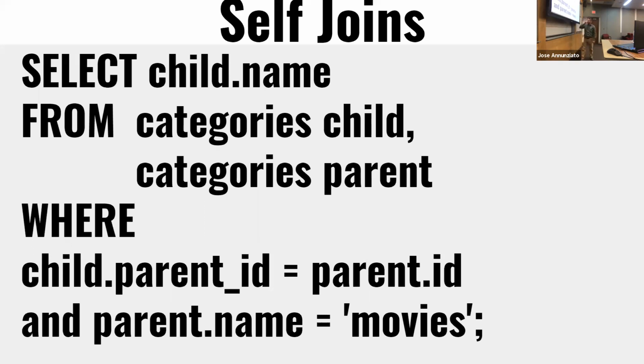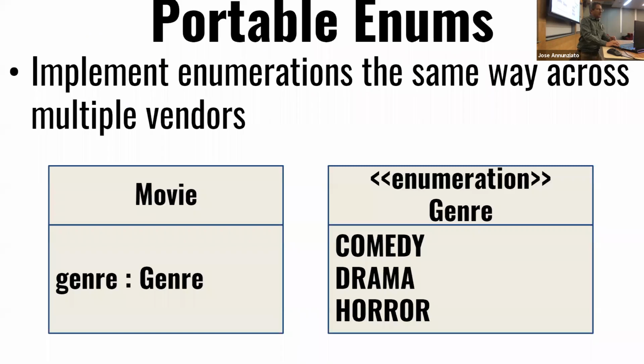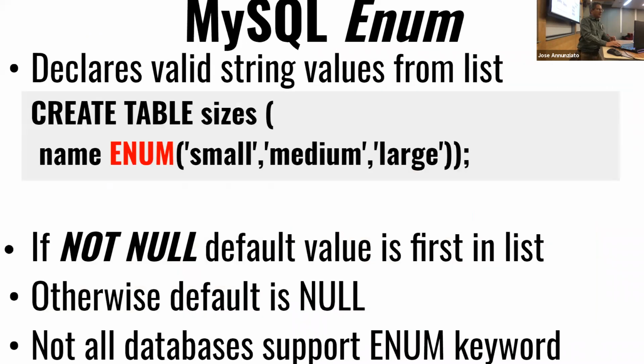So this one is filtering out everybody whose name is movies. Now, portable enums that I mentioned earlier. In SQL, in MySQL, enum is a keyword that is supported by this particular vendor, but it's not necessarily supported by all vendors.